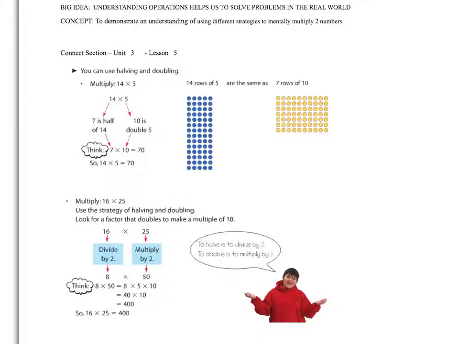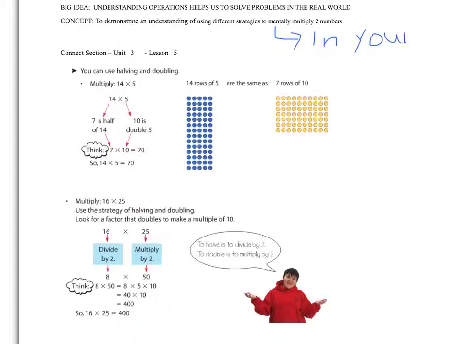Alright, continuing grade 5 with our understanding of operations, adding, subtracting, multiplying, dividing. Right now we're focusing on the multiplying and dividing part that help us to solve problems in the real world. Today we're going to demonstrate an understanding of using different strategies to mentally multiply two numbers. Mentally, remember, means in your head.